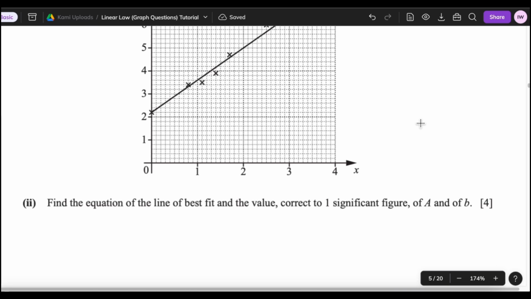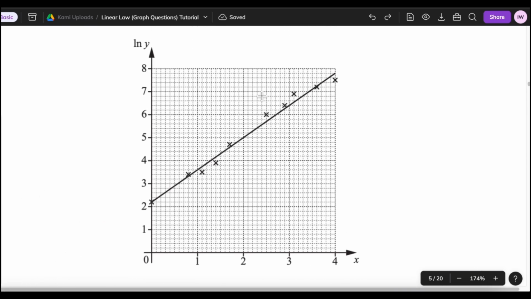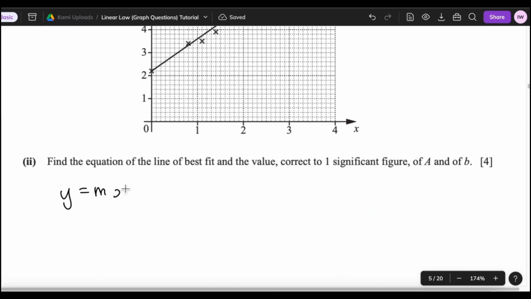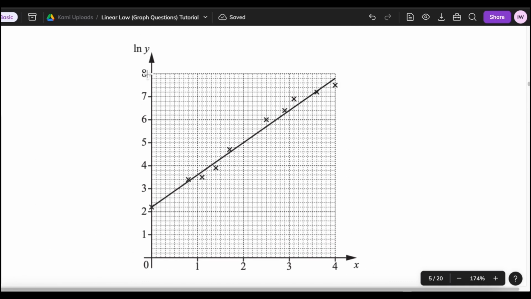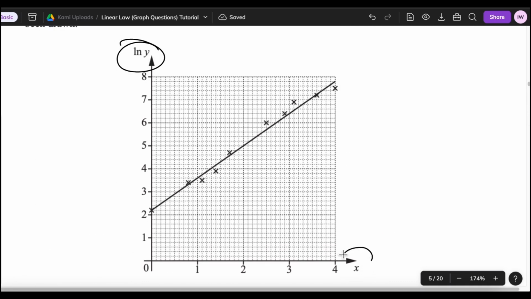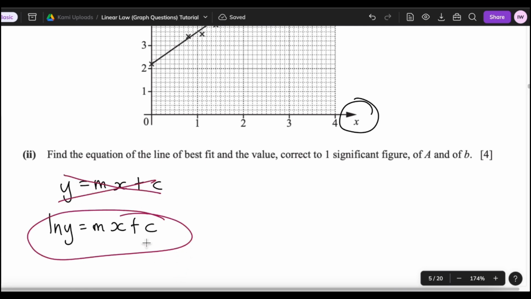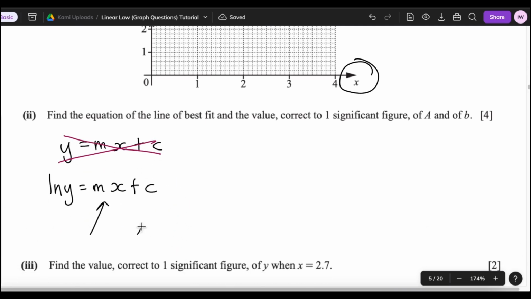So the way you find the equation of this line is the exact same way that you do it for all the other questions. You start off with y equals mx plus c, but remember, we're not using y and x anymore. This time we are using ln y, and I guess we're using x down here. So that's going to be ln y equals mx plus c. So we're not using this format, we're using this format for this question.